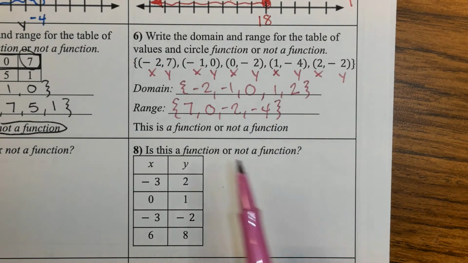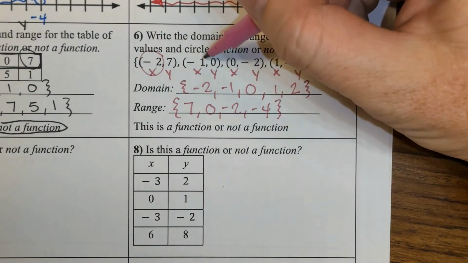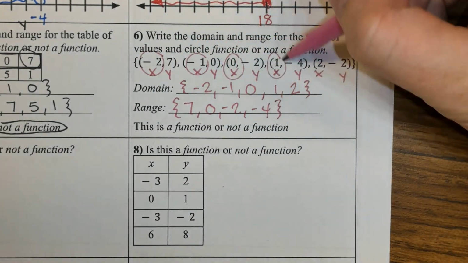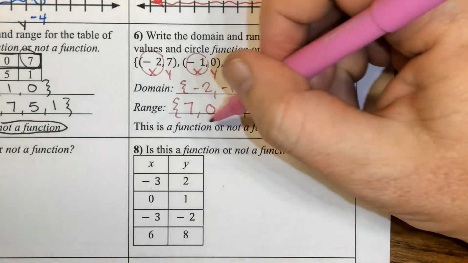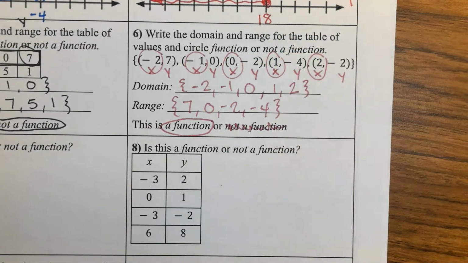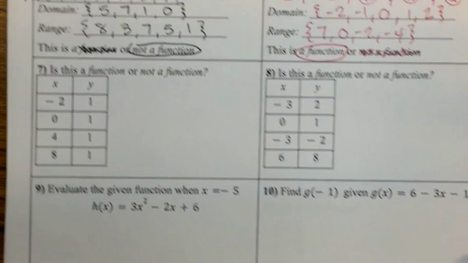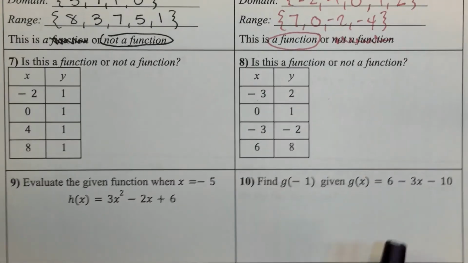And then you have function or not a function, right? Again, function only matters about x, so I look at all my x's, and none of those repeat. Therefore, this is a function. I'm going to go ahead and cross that out. Okay, we got number 7.